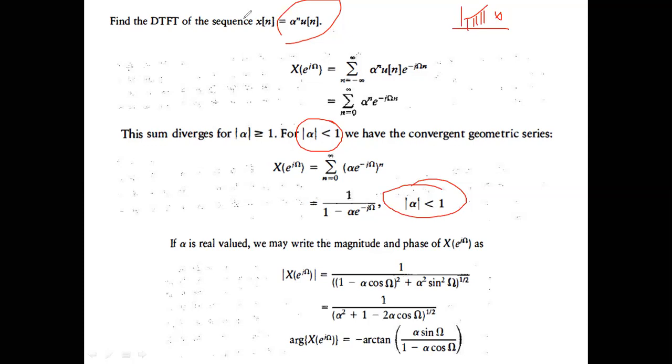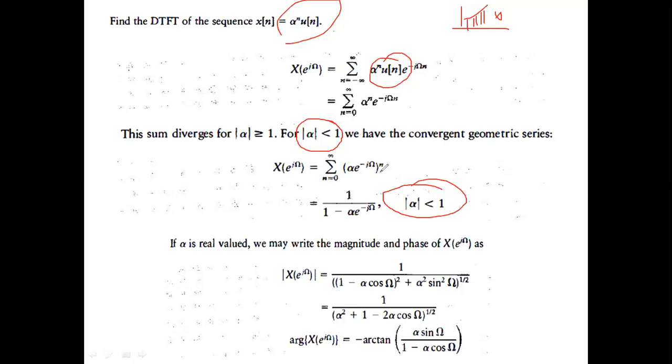Okay, so let us go and substitute. What is the formula for X of e to the power j omega? It is the same thing as the Z transform: summation of x of n e to the power minus j omega n, with Z replaced by e to the power j omega. Since u of n means existing only on the right side, that is why we have 0 to infinity. So what is the answer?